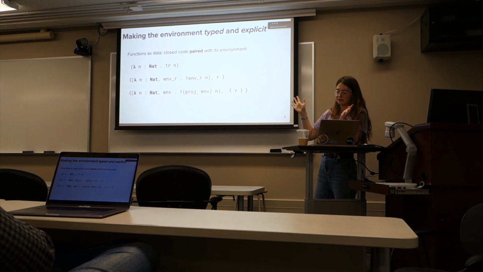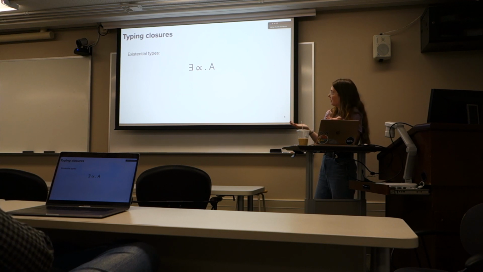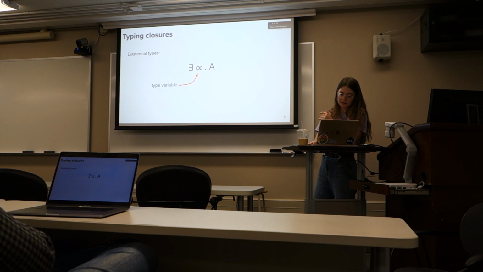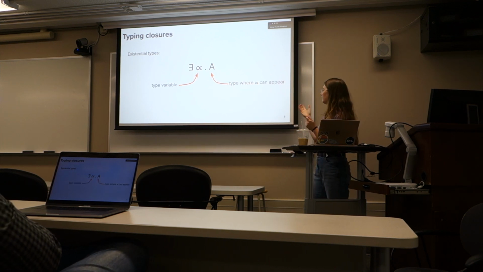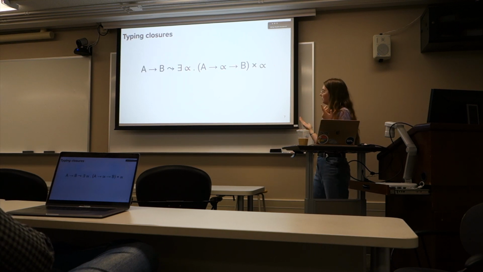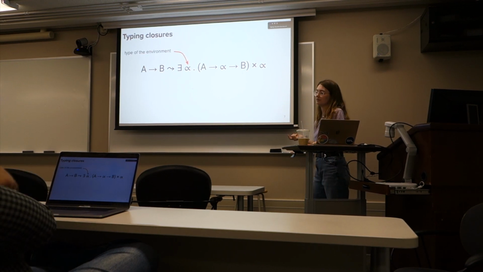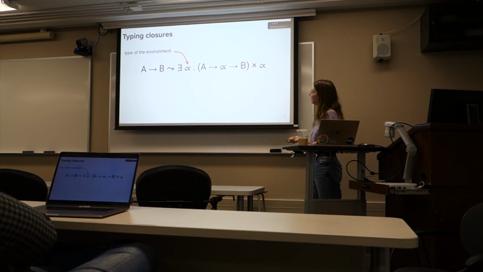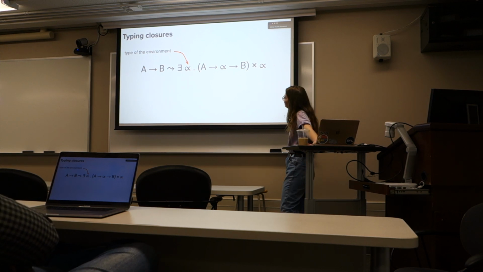Now let's think about the types of these closures. The usual way we represent the types of closures is using existential types, and they have this form where we have a type variable alpha and then a type A where alpha can appear. So the types of our closures will look something like this. If we have a function from A to B, then the type of the closure of A to B is going to have the type of the environment represented by alpha.